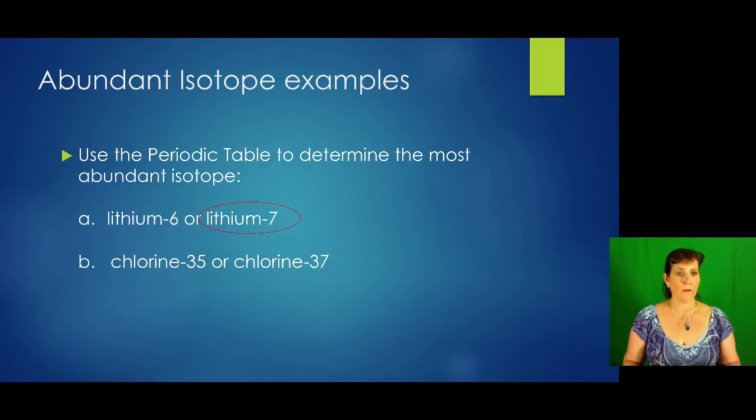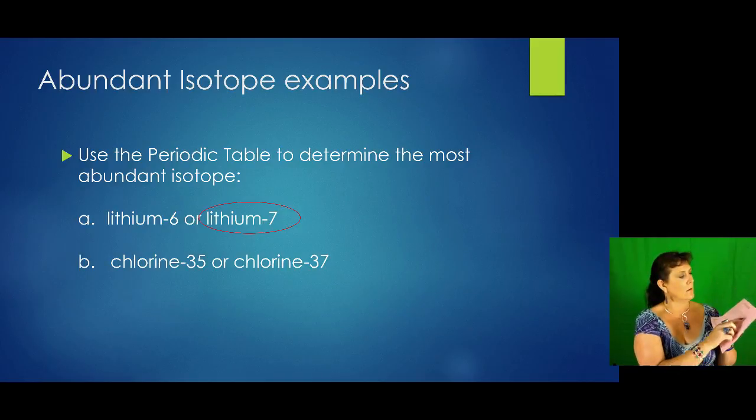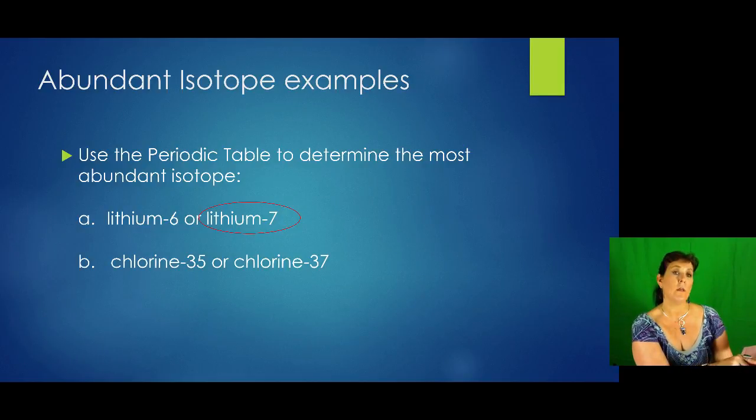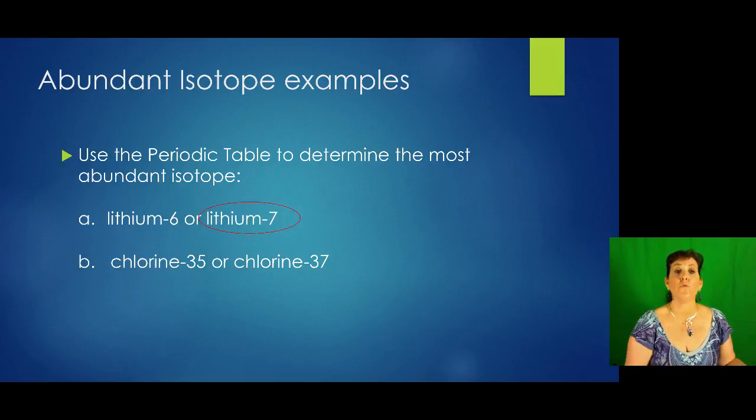Now look at chlorine. Chlorine 35 or chlorine 37. What is the symbol for chlorine? Cl. Let's find Cl. Here it is. Chlorine's mass for all the isotopes in the world is 35.45. That is closer to chlorine 35. So yes, chlorine 35 is predicted to be the abundant isotope.